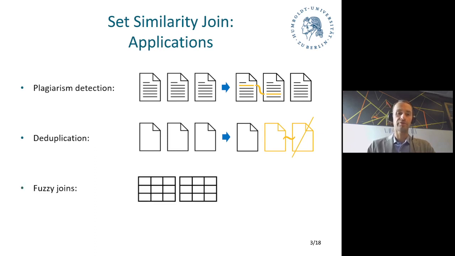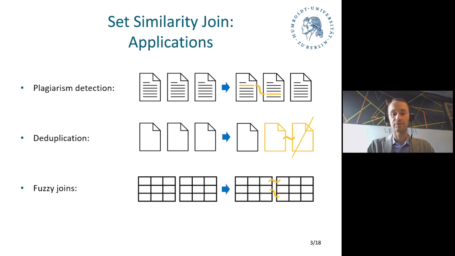We could also use it for fuzzy joins. So when you think about two tables which do not have a join key, but other, for example, textual attributes that match in a fuzzy way, we could use the set similarity join to find matching rows in two tables.